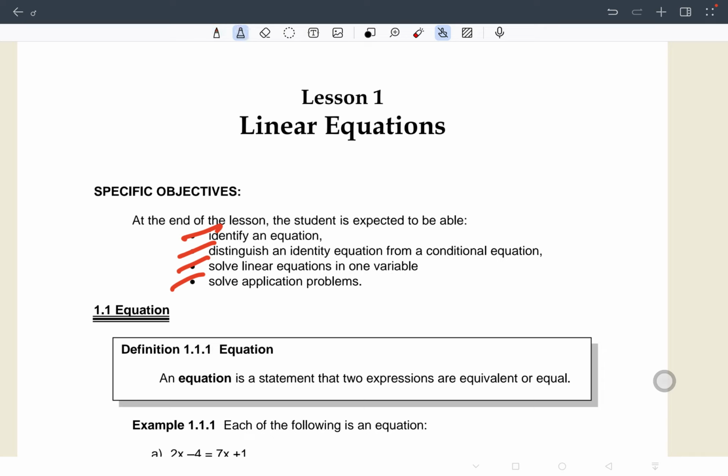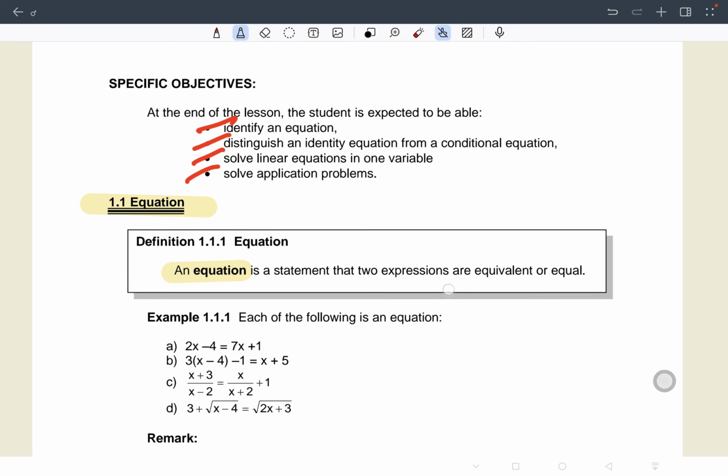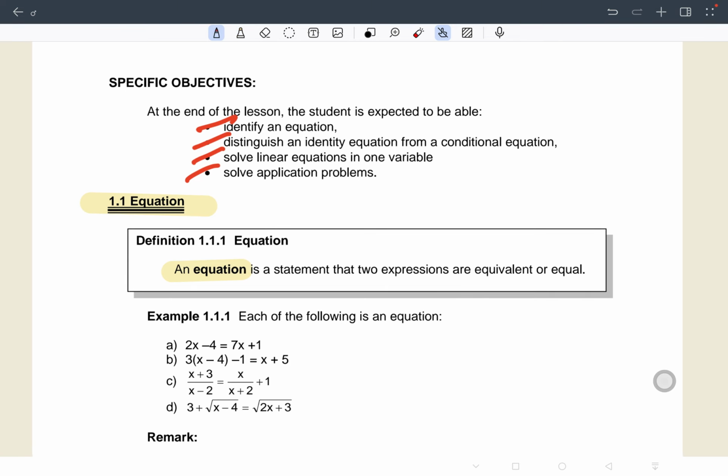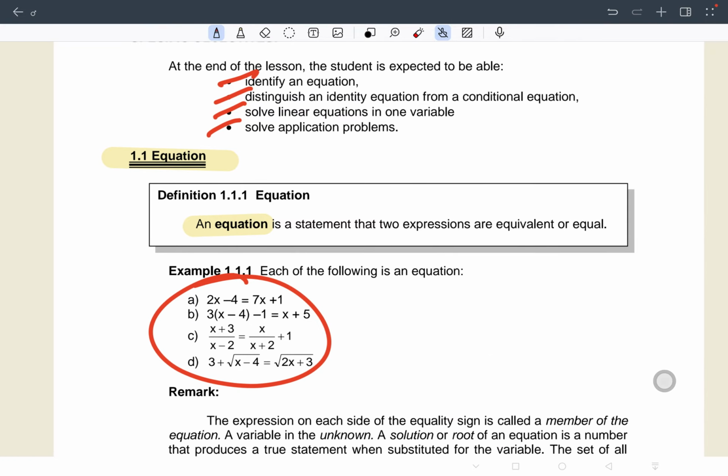So what is an equation? An equation is a statement that two expressions are equivalent or equal. When we say two expressions, two mathematical expressions. Halimbawa, tulad nitong mga nandito sa example. So there are two mathematical expressions separated by an equal sign. So of course, to the left is the left side of the equation, and to the right is the right side of the equation, to the right side of the equal sign.